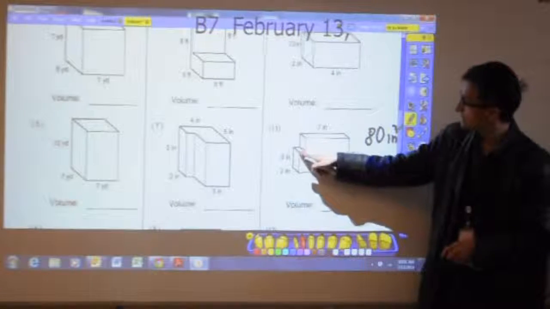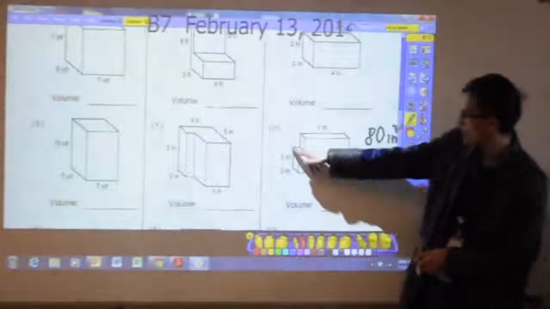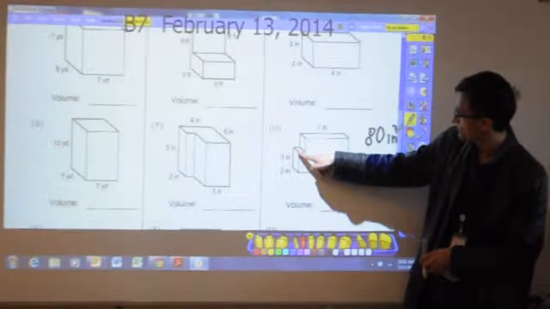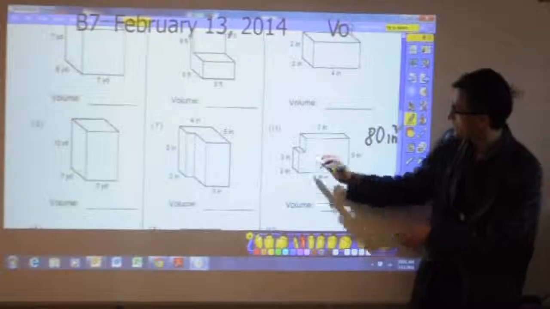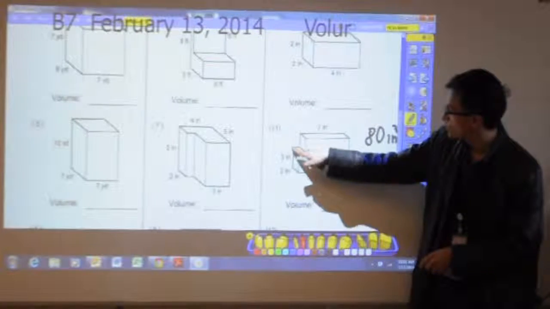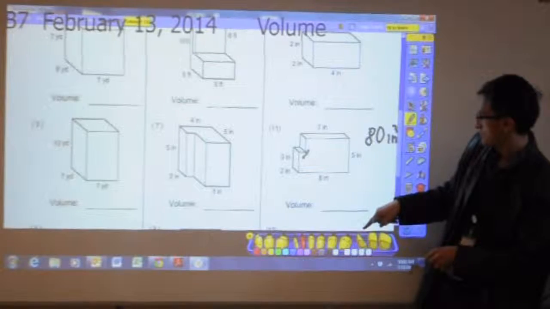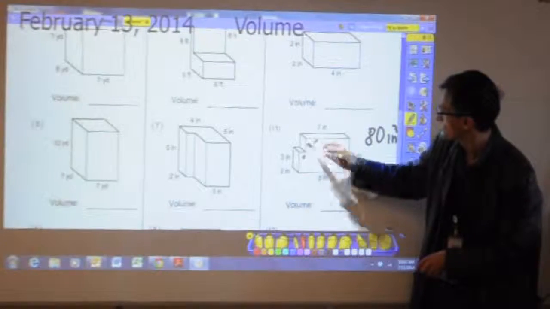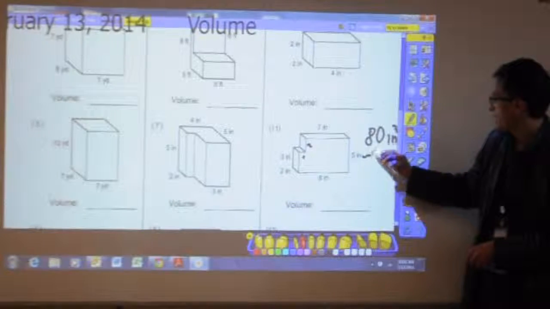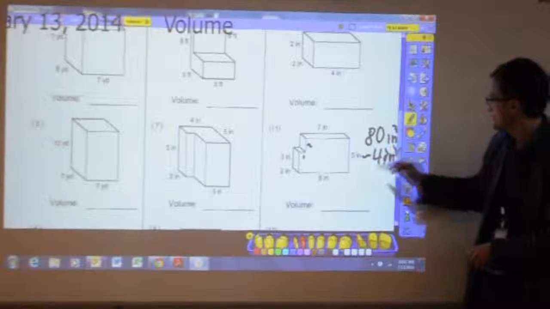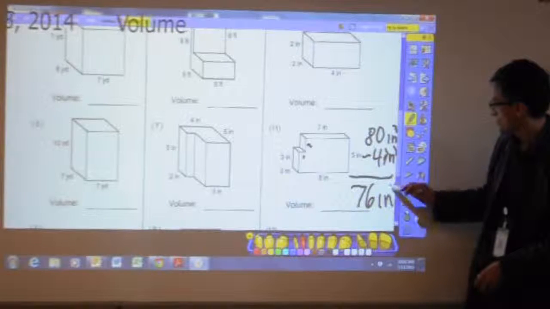Now, I have this dent. How much is this dent? This part is 2. If this is 8 and this is 7, how much is this? Only 1. And I have the 2 times 1, so 2. And times 2, because this is 5 and this is 3, it's going to be 2. Then I have only 2 times 2, 4, times 1, 4. Now I'm going to subtract. Inches cubed. My answer is going to be 76 inches cubed.